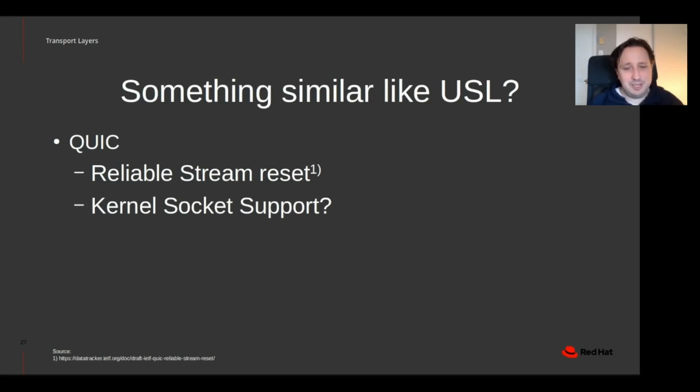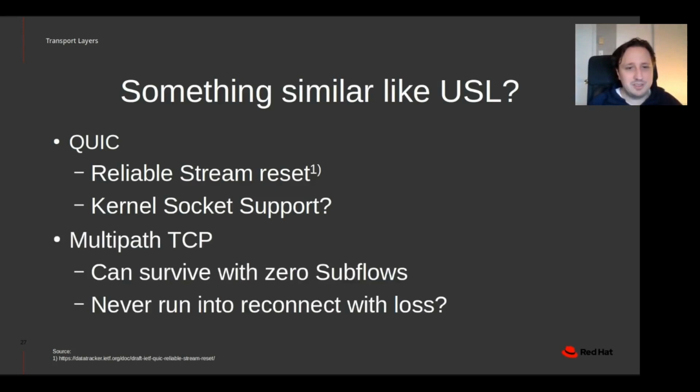It is a similar idea like USL, but it's only on the transport layer. But for DLM, the distributed log manager, I need to have some kernel socket support, which is currently, I think, still in progress. And multipath TCP can survive also with subflows. But how can you trust MPTCP that it never ends in a socket error where you need to reconnect? I'm not sure about this.